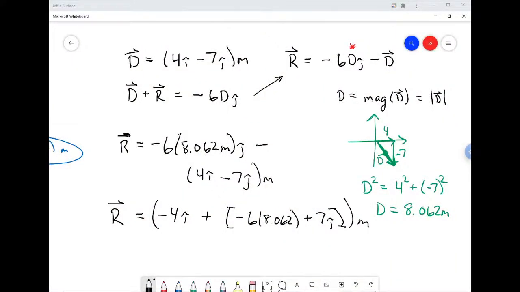So when I multiply 6 by 8.062, I get a negative large number, and then I add 7, and when I put this all together, the final answer I get is minus 4 i hat plus negative 41.4 j hat meters. Okay, so that's the answer I get.